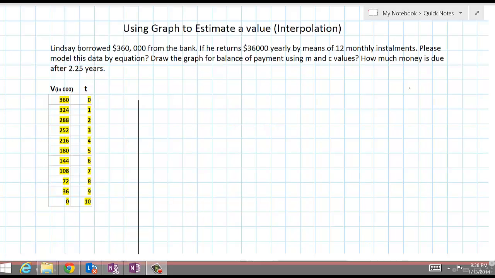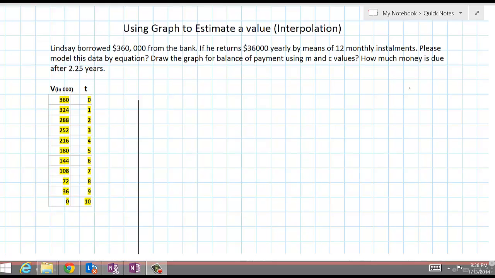The process of finding a value against a point of independent variable is called interpolation. We can interpolate a value using many methods in numerical analysis, but using a graph to estimate a value is one of the methods we use to interpolate a value.